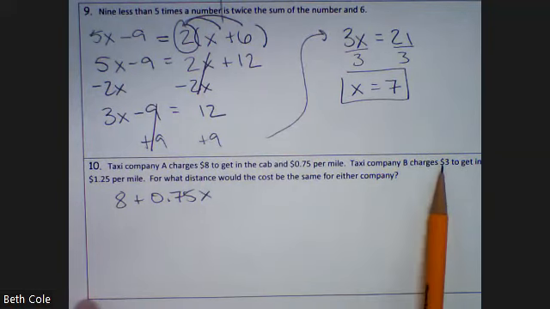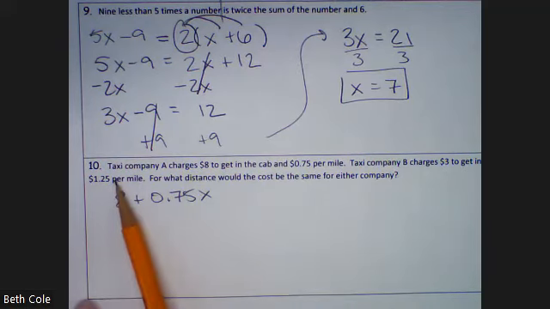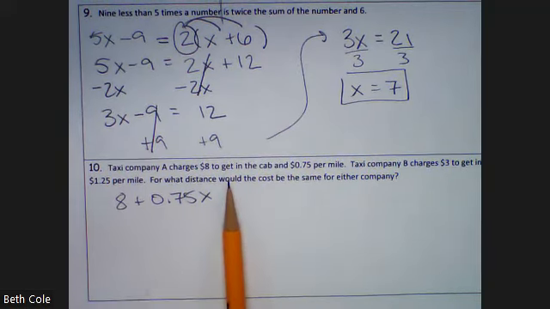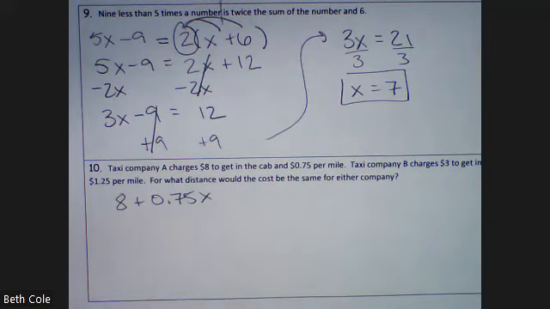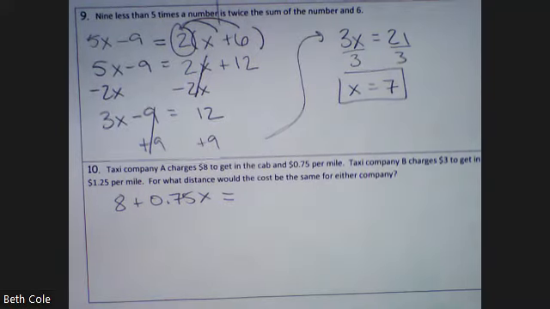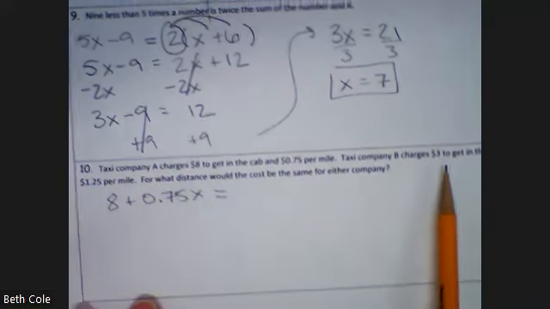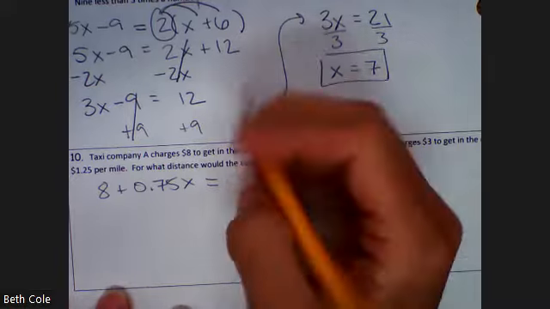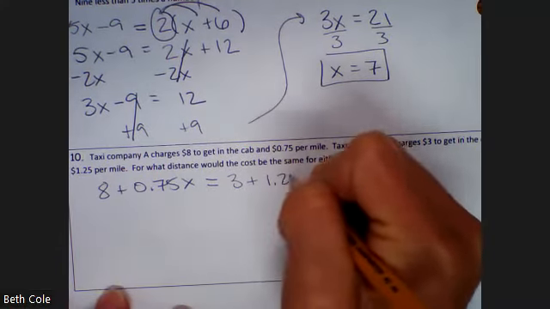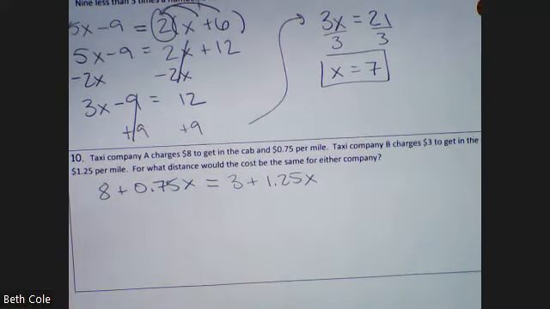Taxi company B charges $3 to get in and then $1.25 per mile. What distance, so X, meaning miles, what is X for it to be like the same, so equal to each other? So we're going to put equals, and then what would be our statement for company B? Good. 3 plus 1.25x. So they charge less initially. It's only $3 to get in, but then they charge more per mile. So we're saying, well, how far would you have to go for it to not matter?